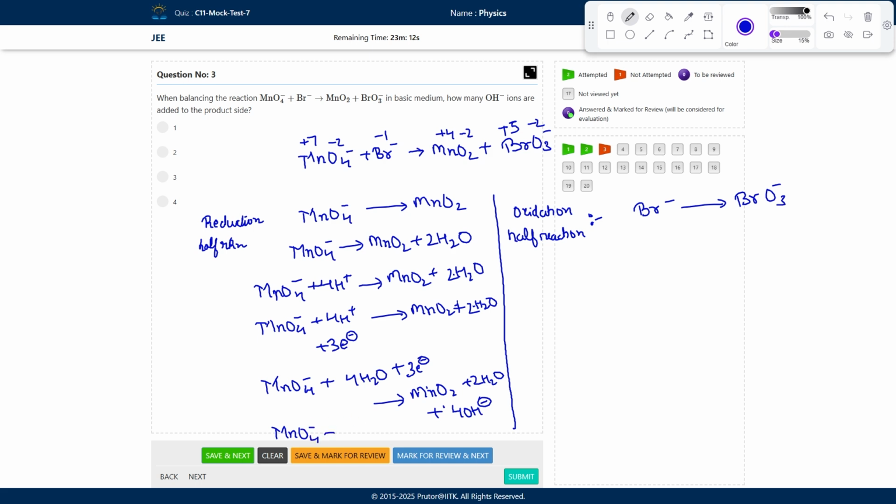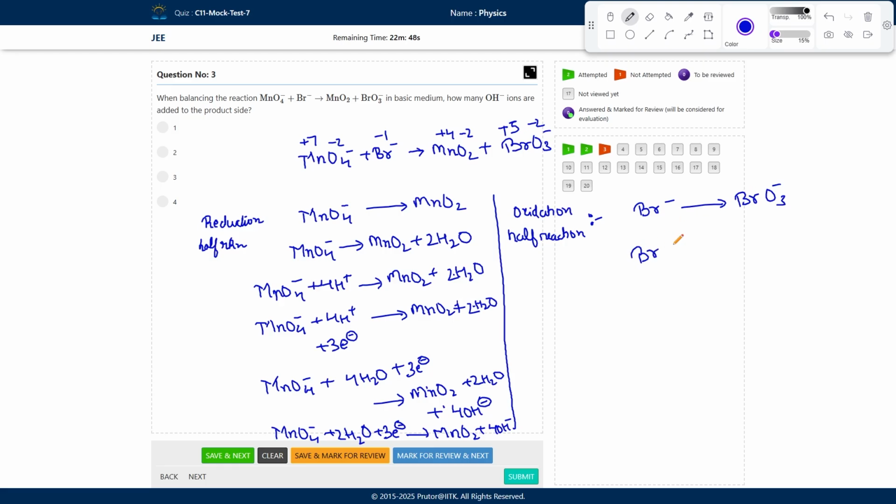for MnO4 minus, which is MnO4 minus plus 2H2O plus 3 electrons, giving us MnO2 plus 4 OH minus. Okay, what about this reaction?